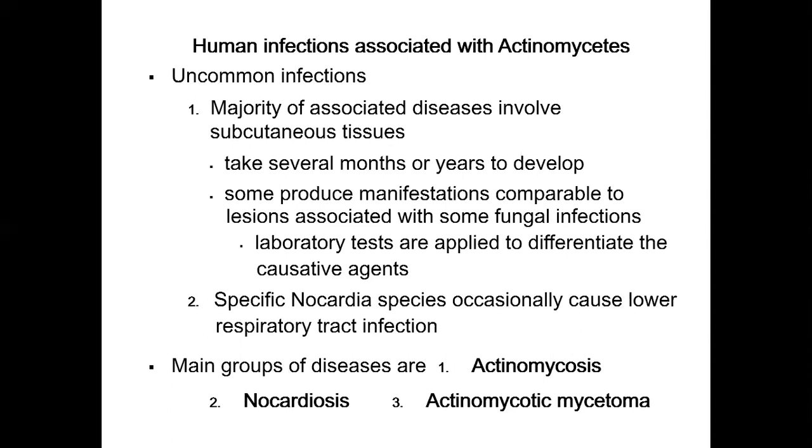Then secondly, there are some specific Nocardia species. These cause acute infections occasionally that would involve the lower respiratory tract. So this is different. It doesn't take a long time like the subcutaneous ones. It's acute and it involves the lower respiratory tract, that is the lungs. So all in all, the diseases can be grouped into main groups: one is actinomycosis, another one is nocardiosis, and the third one is actinomycotic mycetoma. And we are going to see which one is in the subcutaneous group and which one is the lower respiratory tract infection.